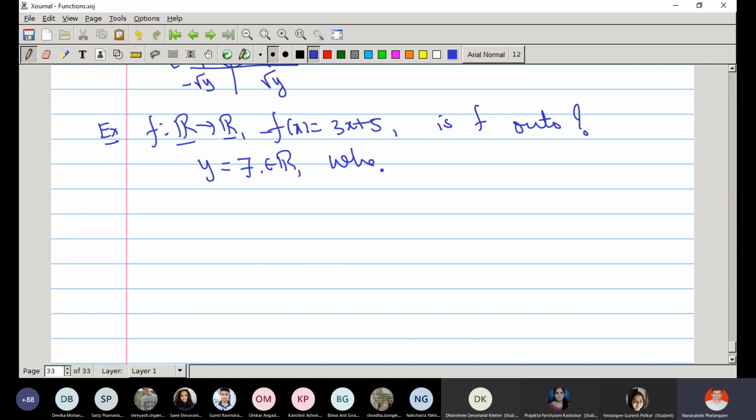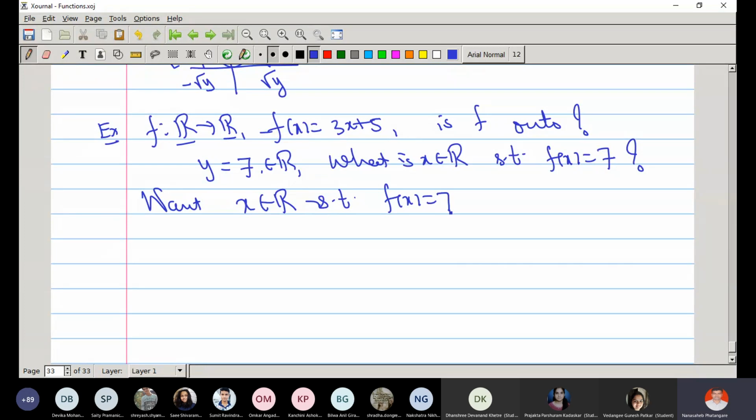Say, what is x in R such that, what is the x in the domain? The domain is also R, so that f of x is equal to 7. So basically what we want is x in R such that f of x is equal to 7. That means what we want is f of x, what is f of x?